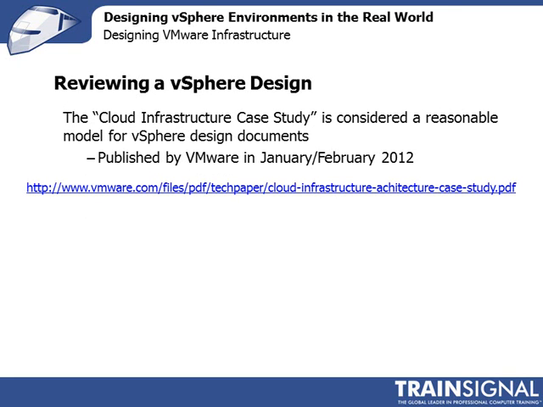With that information in mind, I'd like to take a look at a few documents that are examples of vSphere designs. One of these documents, the Cloud Infrastructure Case Study, is a publicly accessible document. It was published by VMware in January or February of 2012. You can see the URL here. It's publicly accessible. You can have a look at it. It's regarded as a good example of a vSphere design document because it lays out important concepts in the document. Let's take a quick look at that document.